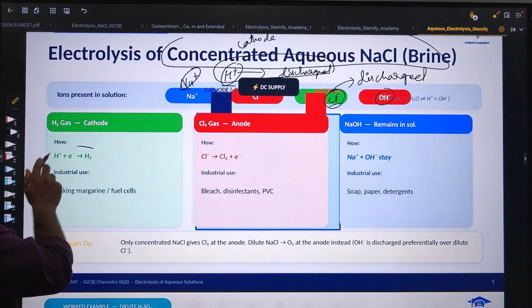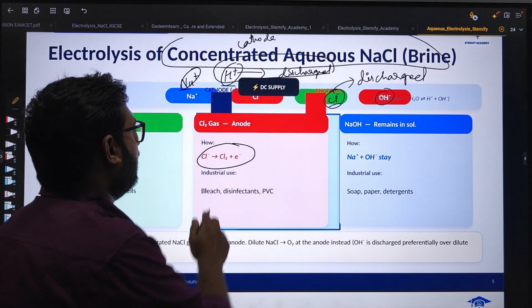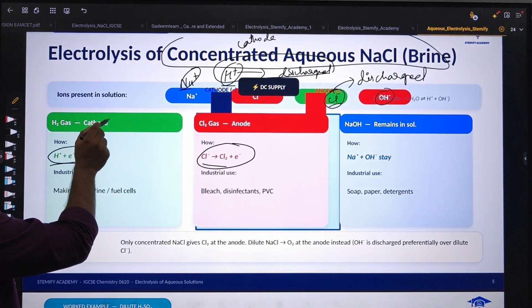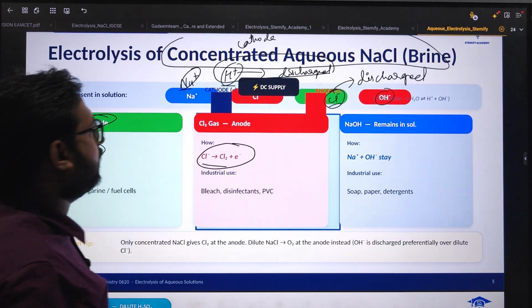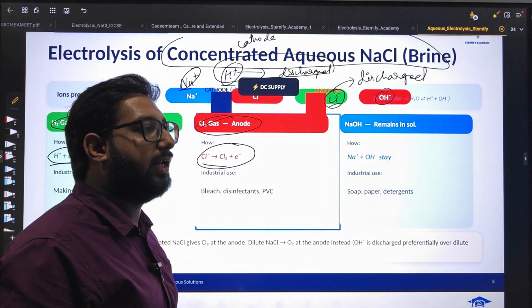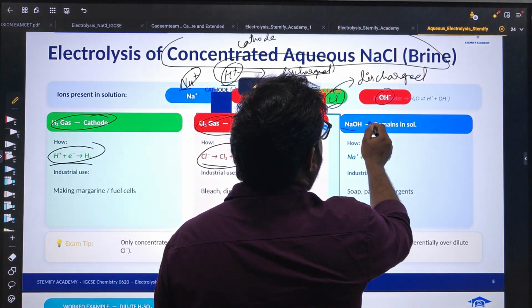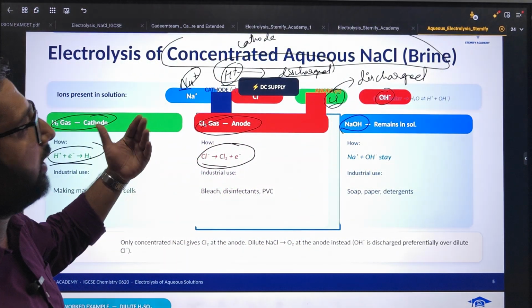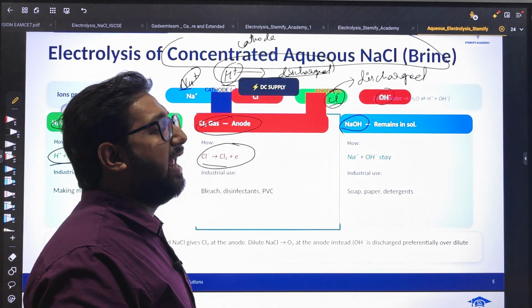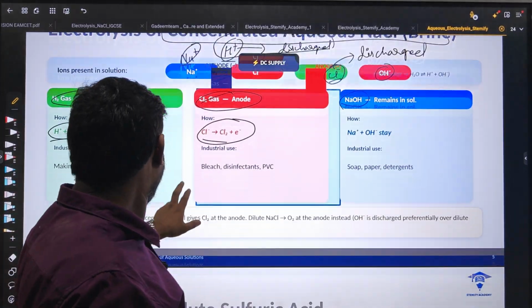So these are the half equations of hydrogen and chlorine. Hydrogen gas is evolved at the cathode and chlorine gas is evolved at the anode. And Na+ and OH- stay in the solution, so NaOH is formed. This electrolysis of concentrated NaCl is also called the electrolysis of brine solution.